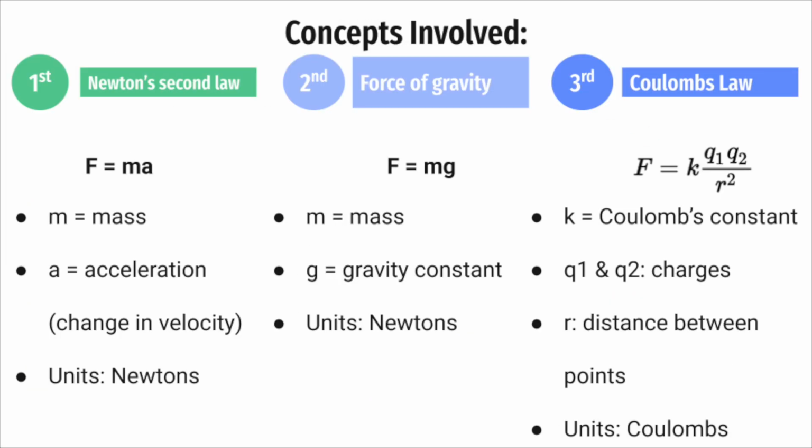There are several equations and concepts that are essential to understanding this lab. Newton's second law helps us understand what is happening when there is a change, or lack thereof, of momentum. The force of gravity is used to calculate total net force on the piece of tape, and Coulomb's law, an equation for measuring the force between two charged particles, is used to determine the important question of the quantity of electrons transferred.